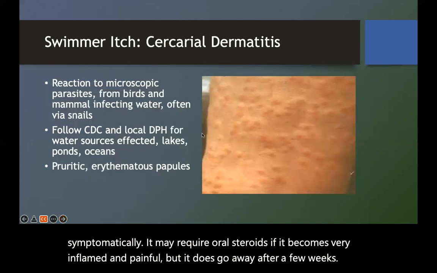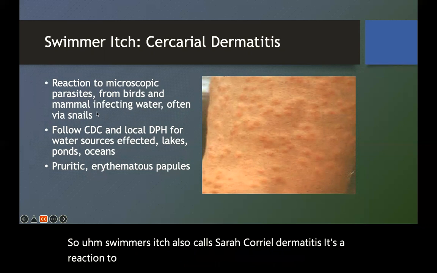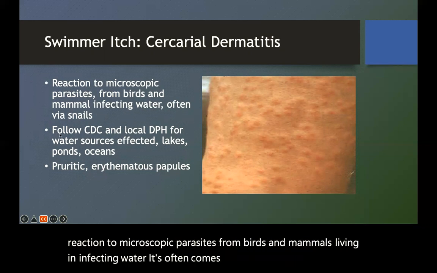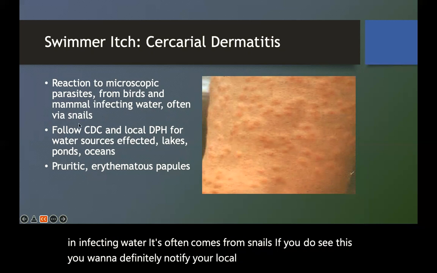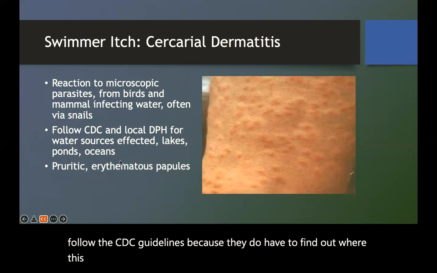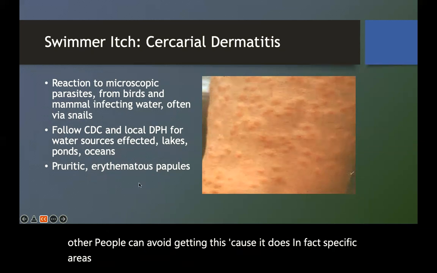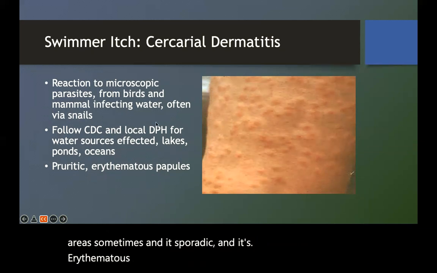So swimmer's itch, also called cercarial dermatitis. It's a reaction to microscopic parasites from birds and mammals living in infected water. It often comes from snails. If you do see this, you want to definitely notify your local health department and follow the CDC guidelines, because they do have to find out where this person was swimming so that other people can avoid getting this, because it does infect specific areas sometimes. And it's pruritic and erythematous papules, so little raised bumps that are itchy.